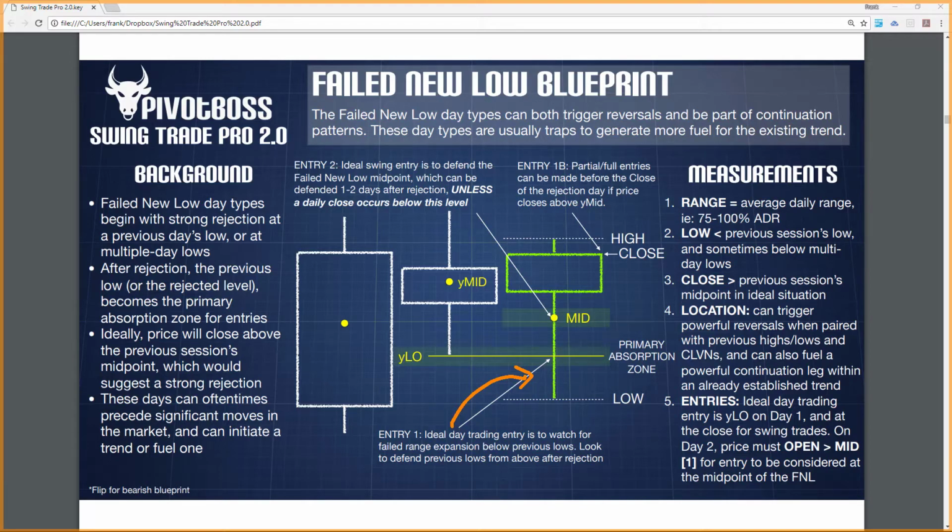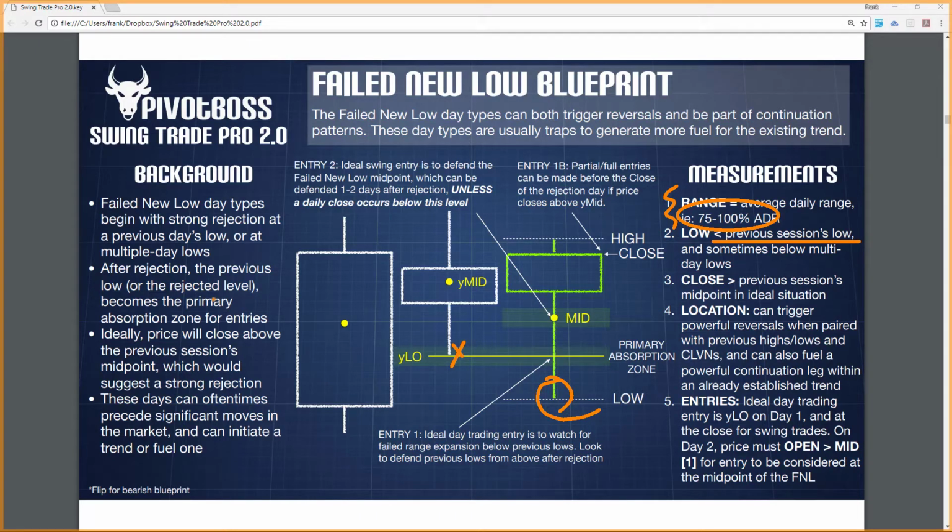So let's talk about measurements here. The range for this type of day is average. It doesn't have to be significantly large, but it shouldn't be significantly small either. So I say somewhere between 75 and 100% of ADR. The low is lower than the previous session's low, and sometimes below multiple day lows. So the low here, that low, is going to be lower than the previous low or lower than multiple day lows. That's a failed new low.